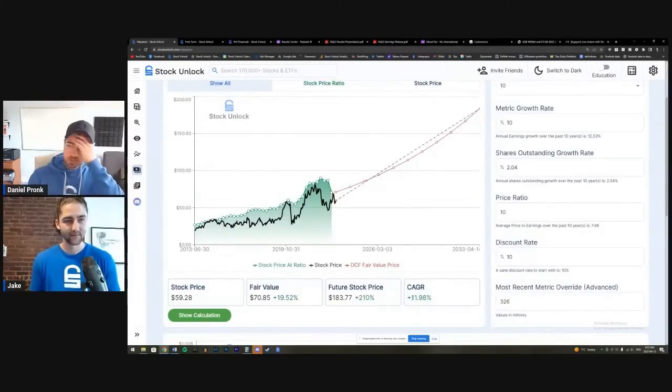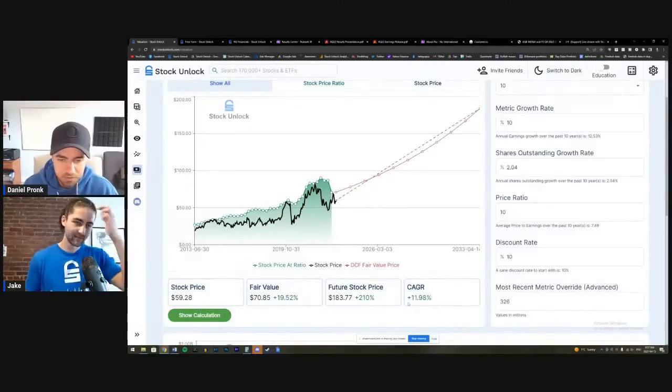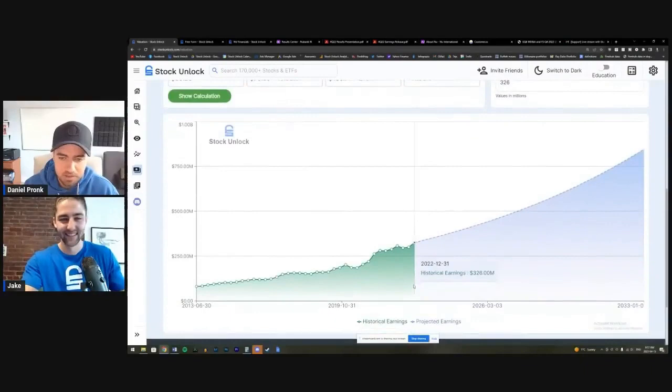Now, one thing that our DCF does not do that we want to build is show the dividends as well, because Equitable Bank does pay about a 2.3% dividend today, and that should be added to the compounded annual growth rate and fair value. So in the future, we will have dividends, hopefully. Don't know when that will come, but that will give a more accurate representation of the earnings.